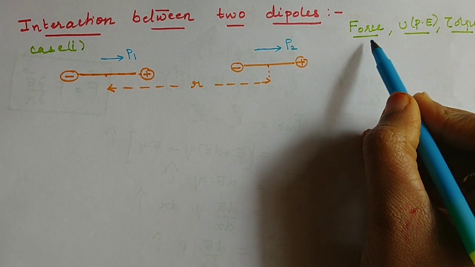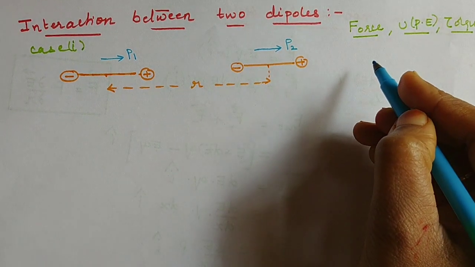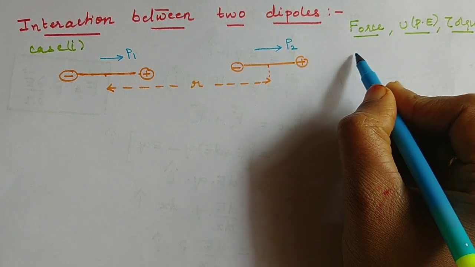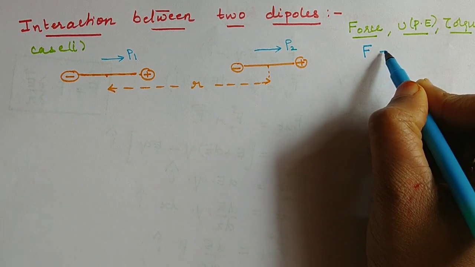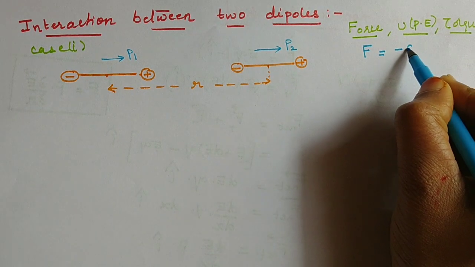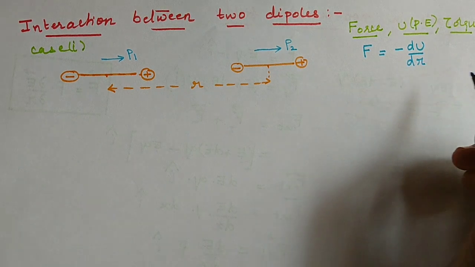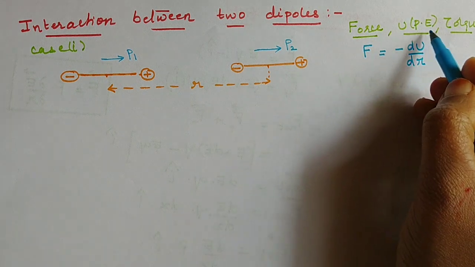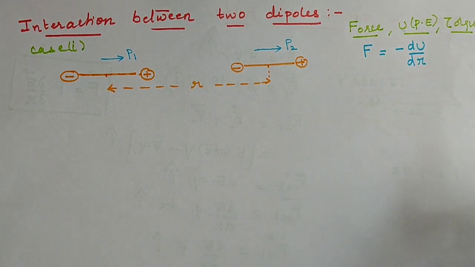To calculate the force, potential energy and the torque, remember if the force is conservative, we know the relation between force and potential energy is given by the equation F is equal to, for all conservative forces, minus dU divided by dr. So we'll make use of this relation for finding out force, potential energy as well as torque. First let us start with potential energy.